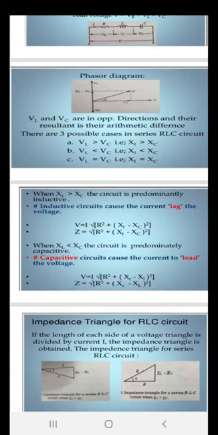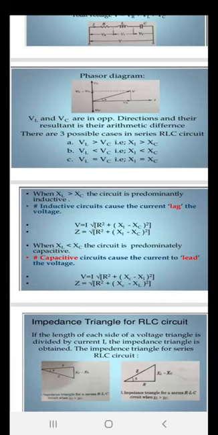When XL is greater than XC, the circuit is predominantly inductive. An inductive circuit causes the current to lag the voltage. And Z is equal to under square root R square plus (XL minus XC) bracket square. When XL is less than XC, the circuit is predominantly capacitive.